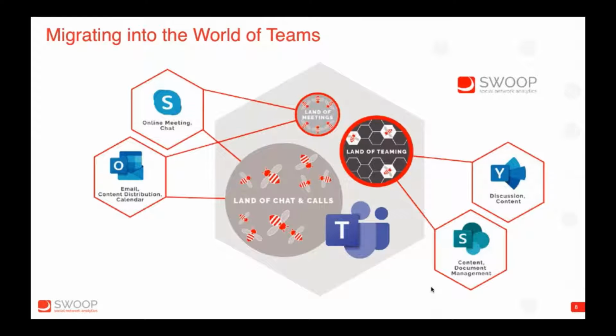So let's jump on to the next one. In the study that we completed, we saw what we're calling 3 different migration lands, if you like. First, the biggest one, the land of chat and calls. Then you have the land of meetings, which typically maps to people coming in from Skype and the Outlook space. And also the land of teaming, which is where we're building out those team channels.